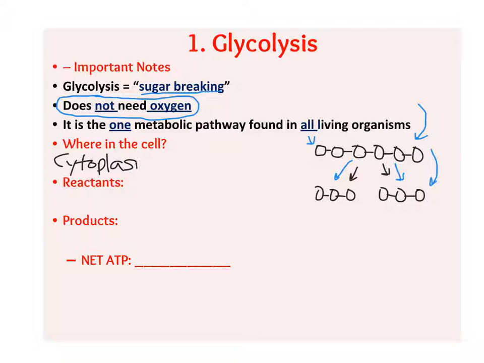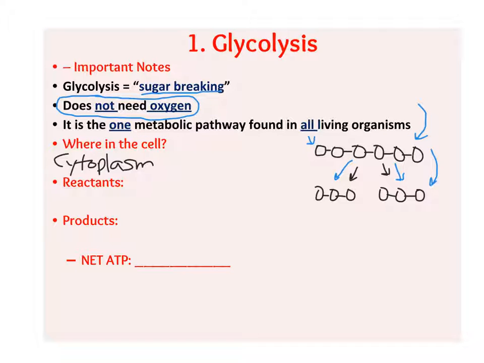Cytoplasm. So we have not gotten to the mitochondrion yet. The cytoplasm is just like the fluid within the cell, but it's not within any organelles. So it's not like in the nucleus or ribosomes or mitochondrion or chloroplast. It's just in the fluid within the cells. That's where the glucose molecule is split in half into 2 pyruvates.